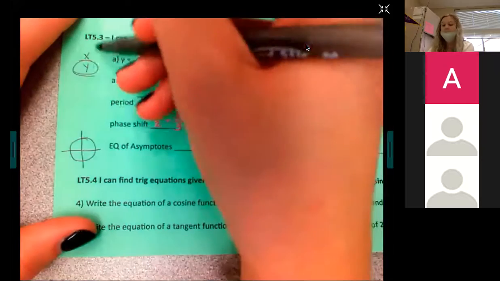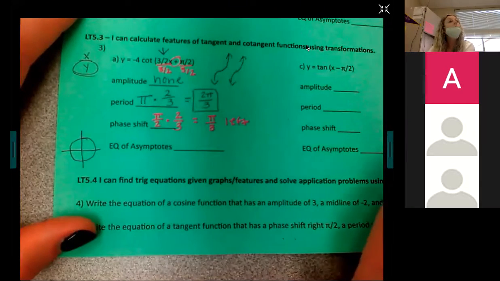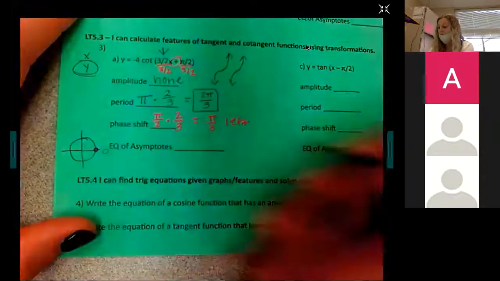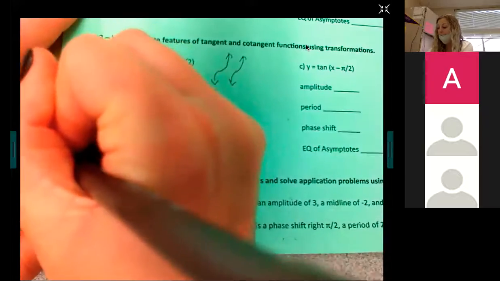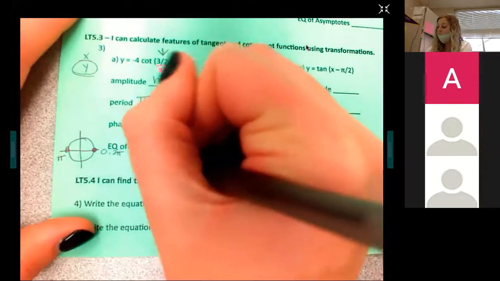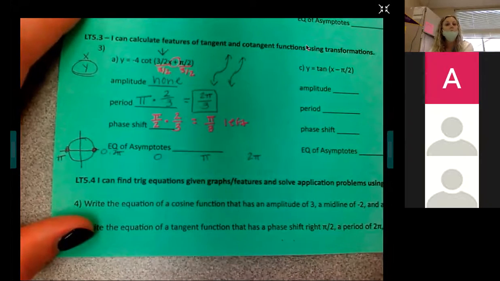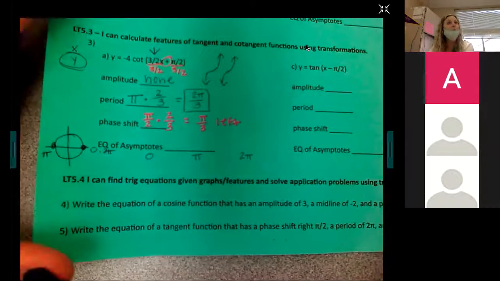What would make this undefined if y is 0? There we go. So where are the y values 0? Right here on the x-axis. So at angle 0, at angle pi or 180, and angle 2 pi. So my asymptotes should be at 0, pi, and 2 pi. That's where they normally are for cotangent.